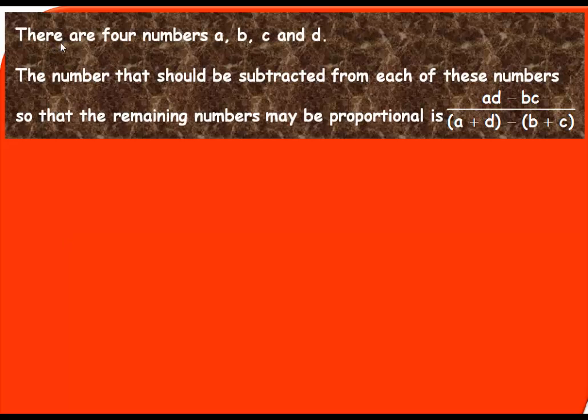Model is: there are 4 numbers A, B, C and D. Then the number that should be subtracted from each of these numbers so that the remaining numbers may be proportional is (AD minus BC) divided by (A plus D minus B plus C). Now take an example for this problem.